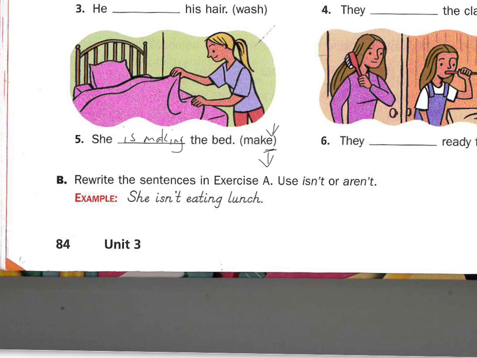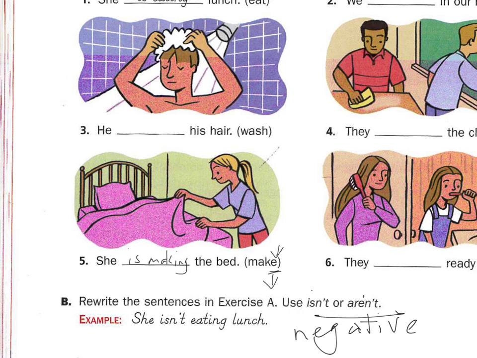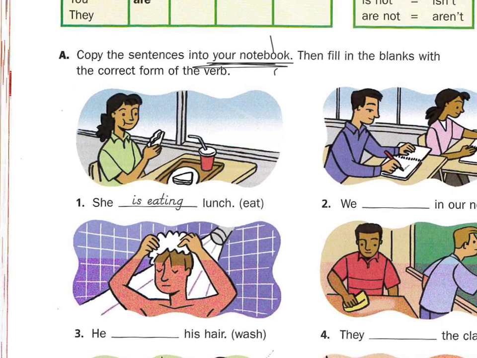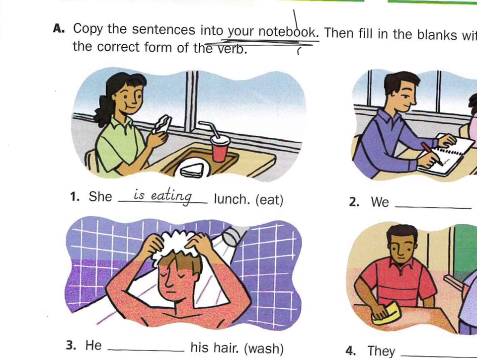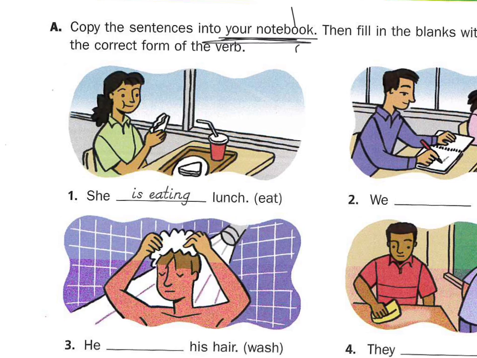Rewrite the sentences in exercise A using isn't or aren't. So say the opposite. We're going to write it as a negative now. Isn't or aren't. She isn't, they aren't. I'll say it with you, and you're going to write it down. She isn't eating lunch.